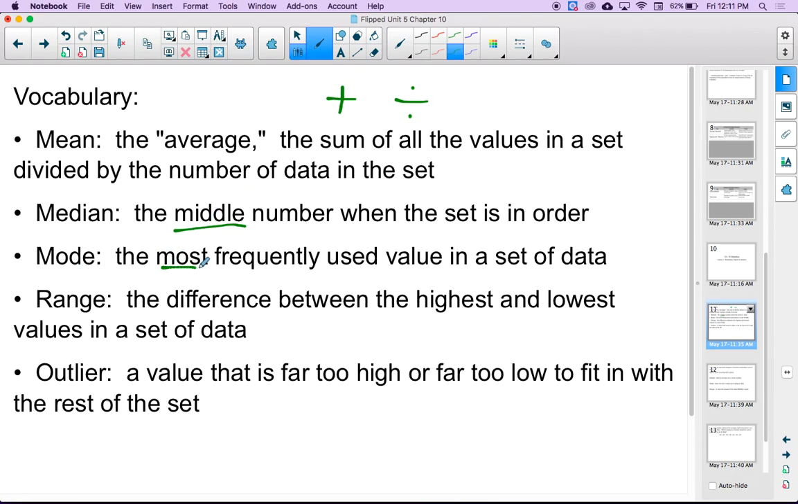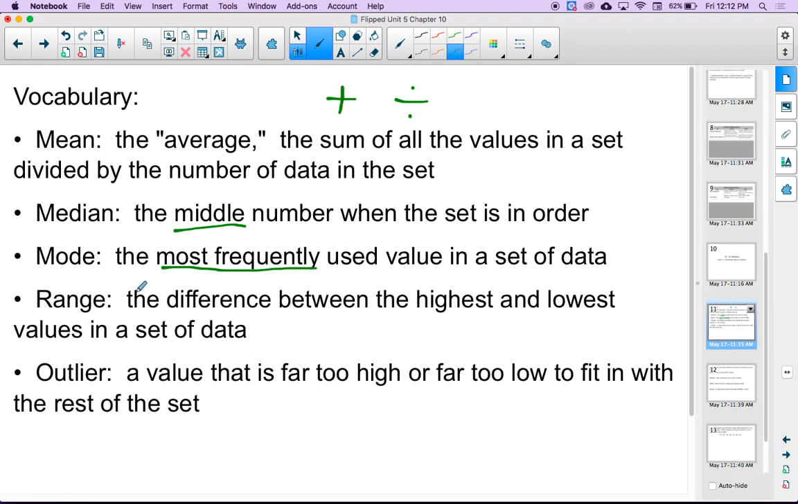Mode is the most frequently used value in a set of data. So this is the number that shows up the most. It is okay to have two modes. It is okay to have no modes. So use your judgment when you're looking at these. If no numbers repeat, you can say no mode. If two numbers repeat the same number of times, and they're the most frequent, then we could have two modes. It's okay.